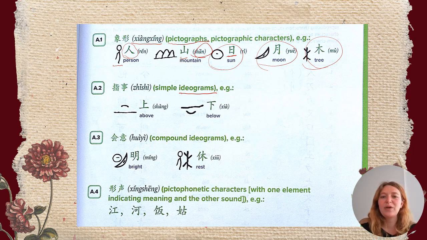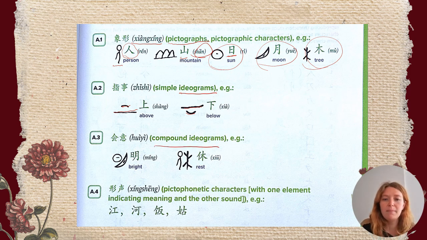This is when you can't represent the thing itself, you can represent an idea, right? Ideogram, idea. So here we have above, where you have the short line above the long line, and then you write it here, shang. And then here you have the short line below the long line, so that represents below, xia. So shang and xia are ideas, okay? Because they're not a physical object, so you can't represent them with a picture. But you can represent them, you can represent the idea.